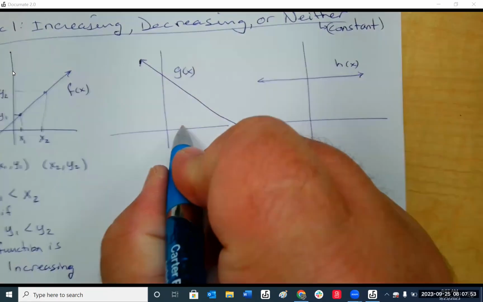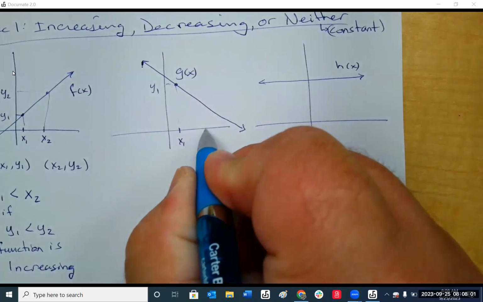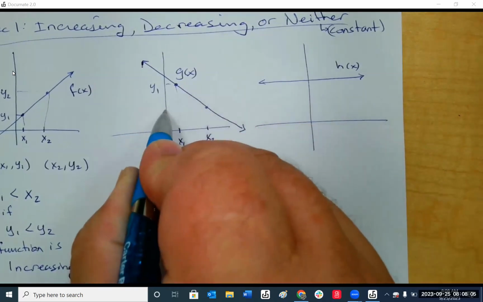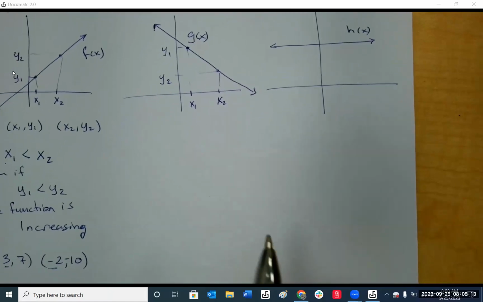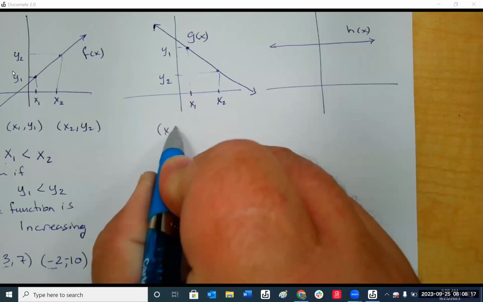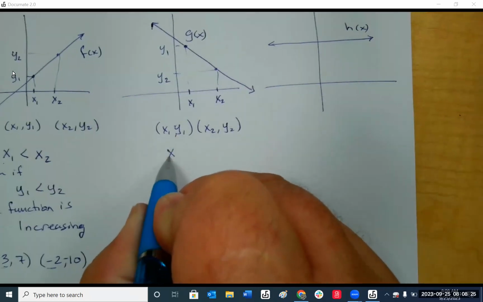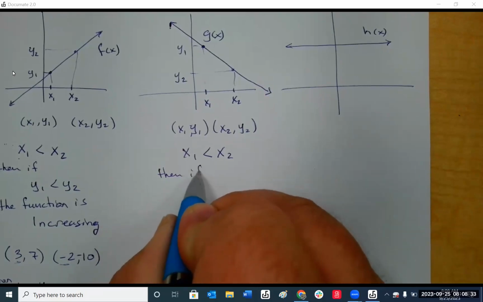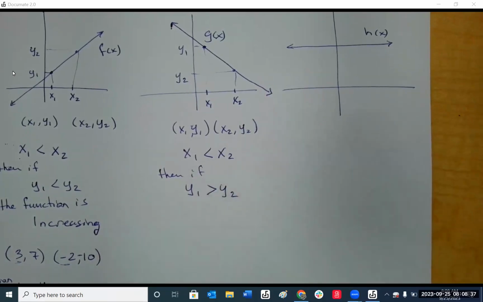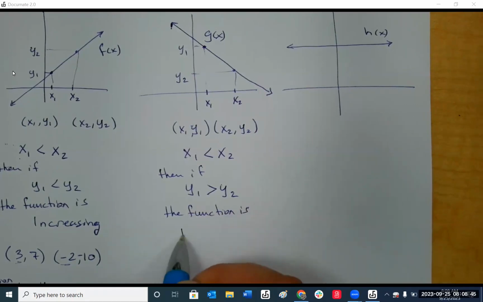Now let's look at the second one. Same thing here. We have a point x1, and then we have another point at x2. You have 2 points, x1, x2, y1, y2, where x1 is less than x2. Then if y1 is greater than y2, the function is decreasing.